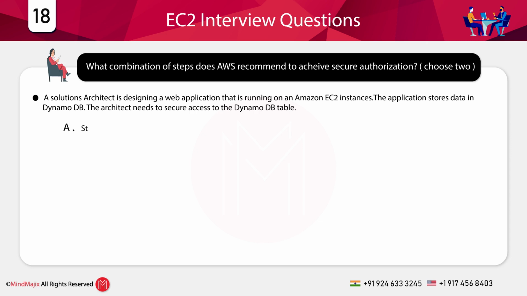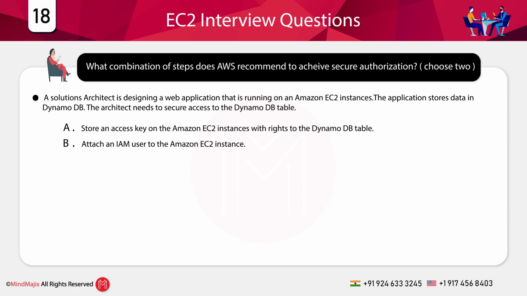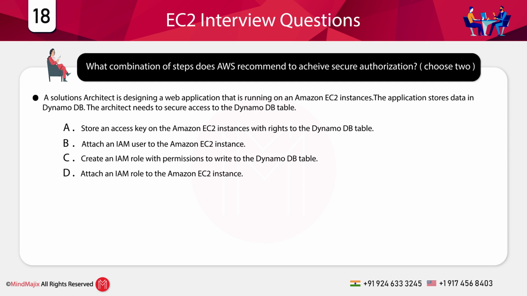role. Option A, store the access key on Amazon EC2 with rights to the DynamoDB table. That's access key, not at all recommended. Attach IAM user to EC2 instance. Now, IAM user will not help here. Create a role with permission to write to DynamoDB. Okay, we can do that. We have to choose two options. Attach IAM role to the EC2 instance. Okay. Attach IAM policy to the EC2 instance. We cannot attach a policy directly. We have to attach the role.